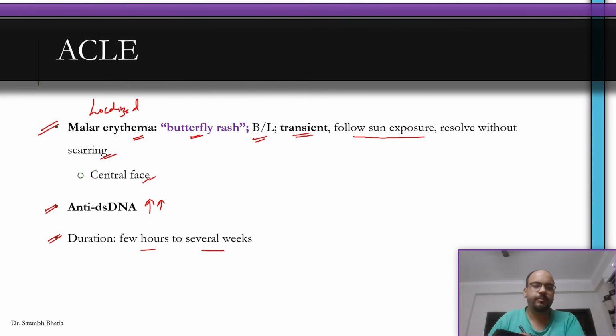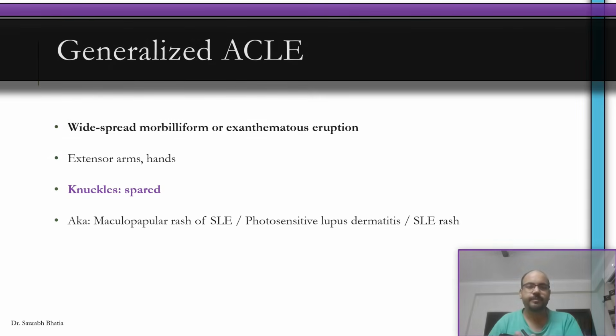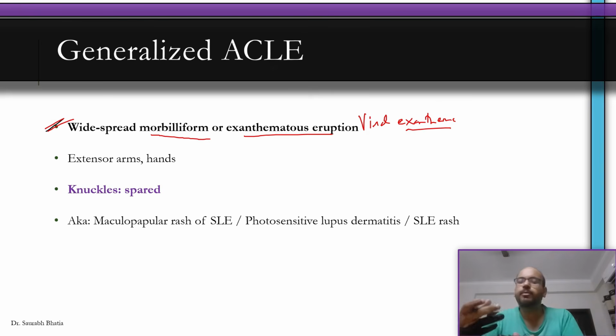Okay, let's move forward. Now, when the area of involvement is the entire body or other areas apart from the face, neck, and the V area of the chest, we call it generalized ACLE. In generalized ACLE, the eruption is more in the form of a morbilliform or measles-like rash, or an exanthematous eruption, somewhat mimicking viral exanthema.